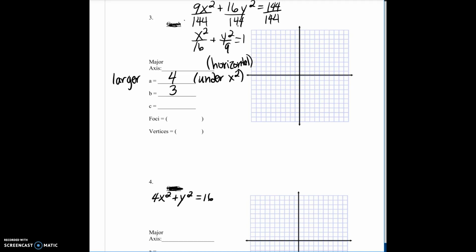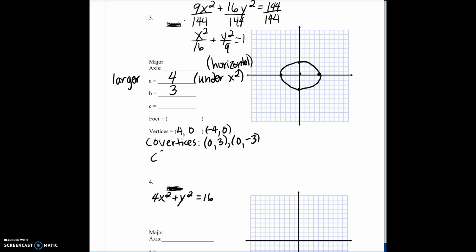So now I'm going to go left and right 4. So right 4 from 0, 0, left 4, and then up and down 3. Again, this one's kind of a little circular looking because the numbers are so close together. We have vertices of 4, 0 and negative 4, 0. And then we have the co-vertices of 0, 3 and 0, negative 3. It doesn't matter what order you put those in, by the way.